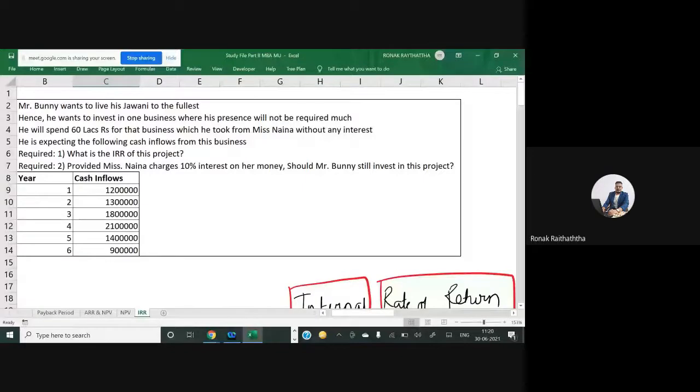He is expecting the following cash inflows from this business. So cash inflows are given to you, year 1, 2, 3, 4, 5. Amounts are given. What is the IRR of this project? That is the requirement number 1. Number 2, provided Miss Neina charges 10% interest on her money, should Mr. Bunny still invest in this project?